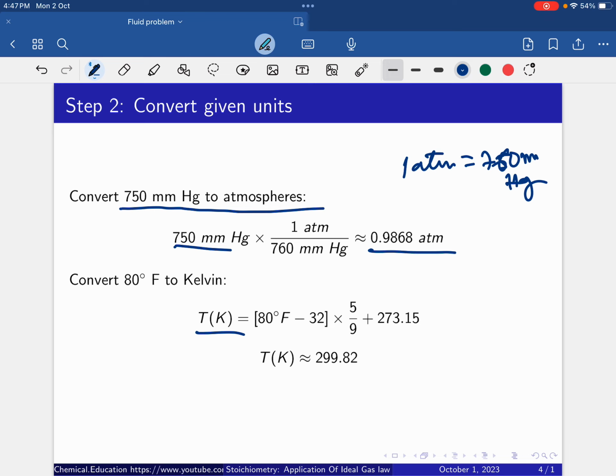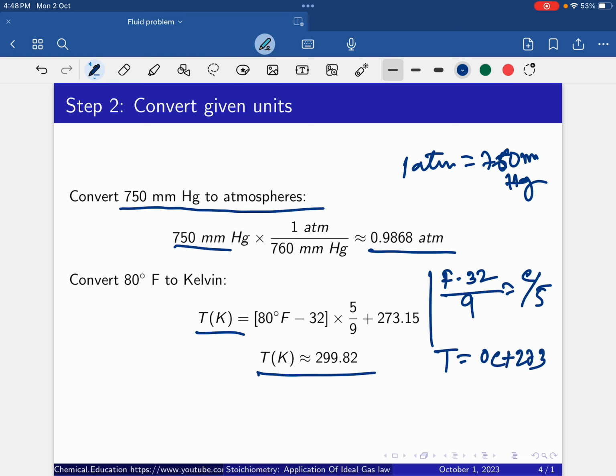Here we know that (F minus 32) by 9 is equal to C by 5. So using that, we can easily calculate what will be the Kelvin. So T in Kelvin is 299.82, and we know T in degree centigrade plus 273 is the temperature in Kelvin. So the temperature in Kelvin is 299.82.